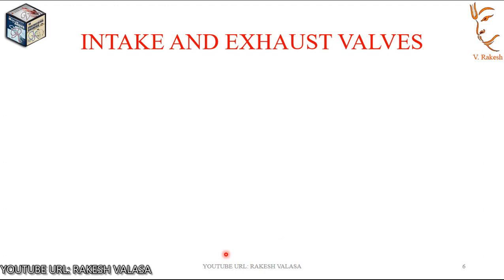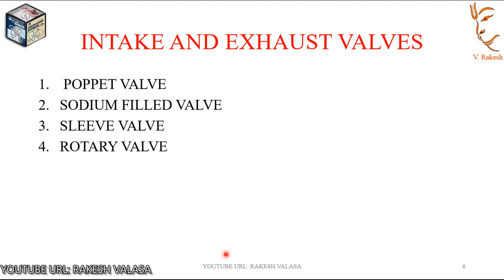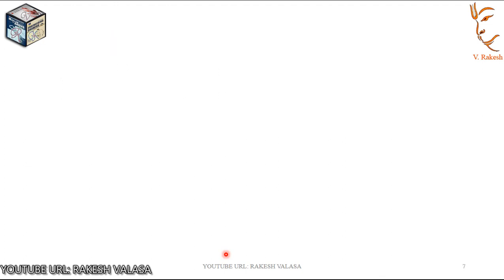The inlet and exhaust valves differ in size and even in material. The engine valves are broadly classified into the following groups. First one is poppet valve, second one is sodium filled valve, third one is sleeve valve, fourth one is rotary valve. Now let us go into explaining the poppet valve.